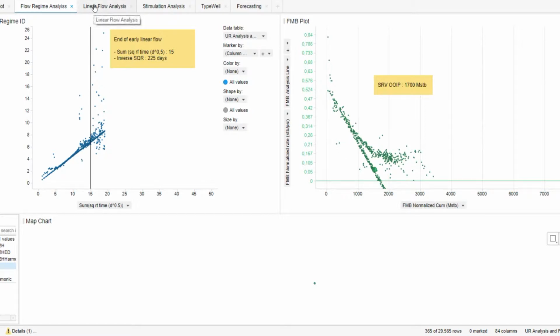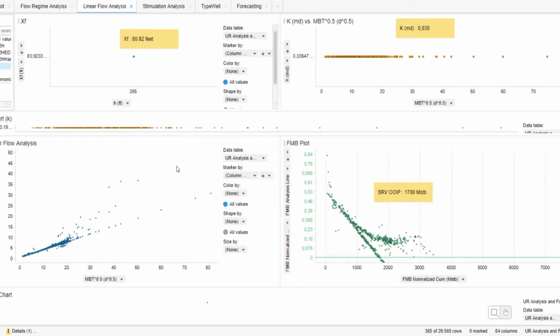Moving to the next worksheet analysis, now we move to the evaluation of the stimulation job itself. We want to get some kind of estimate of the fracture half length and the fractured zone, or the stimulated zone permeability. On the top left we have the linear flow analysis curve, which is the normalized pressure on the y-axis, and we have the material balance time on the x-axis. Drawing a straight line matching the early data, we can get an estimate for xf square root k.